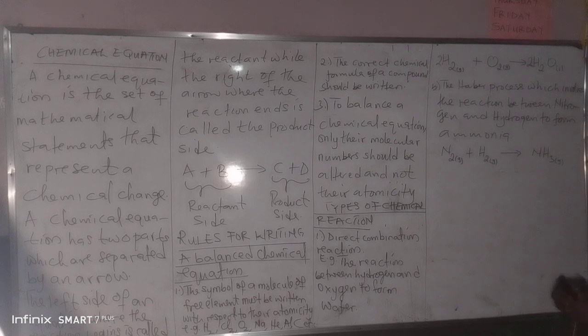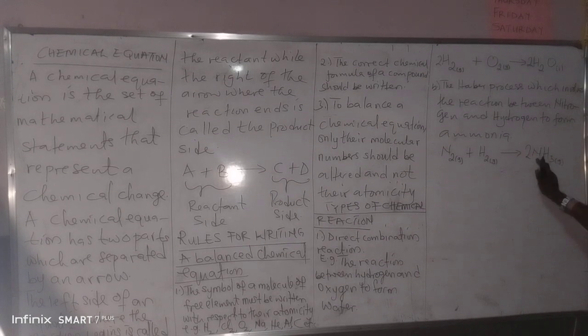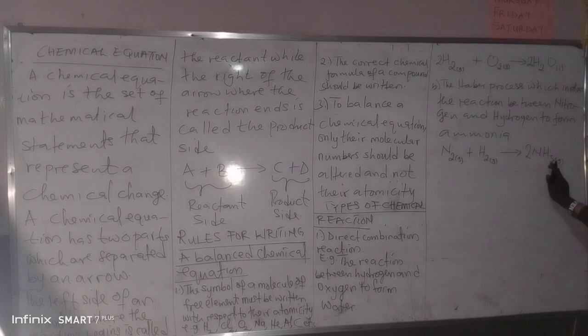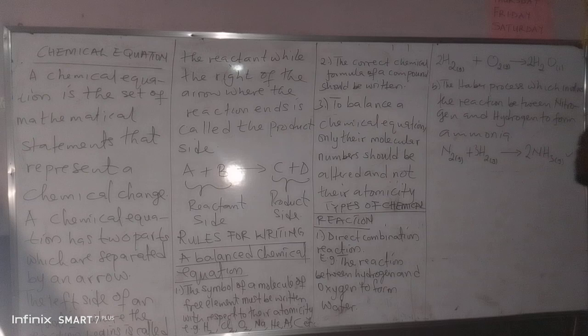So here, nitrogen is 2, but nitrogen is 1 here. What would I do? I'll put 2 here. 2 nitrogen is here. But the 2 I put here has affected hydrogen. 2 times 3 is 6. So what do I do to turn this one to 6 also? I'll put 3 here. 3 times 2 is 6. So the equation is what? Balanced.